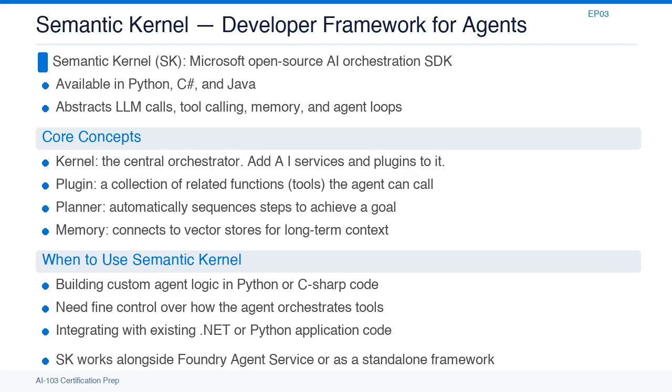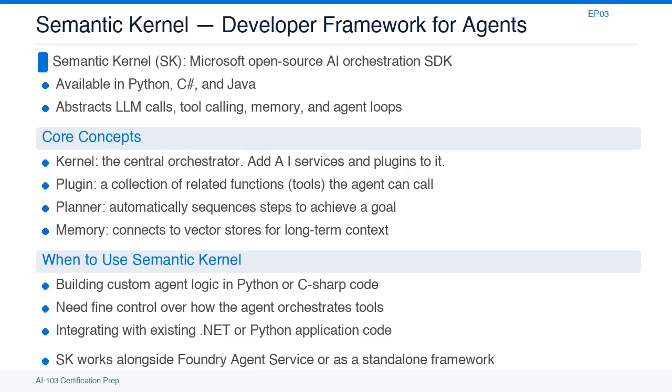The core concepts. The kernel is the central object you build around. You add AI services, like your Azure OpenAI connection, and plugins, collections of functions, to it. Plugins are the Semantic Kernel equivalent of tools. They are just Python or C# functions decorated with a description attribute that the model reads. The planner component can automatically figure out which functions to call in what sequence to achieve a given goal, without you explicitly coding the workflow. Memory connects to vector stores like Azure AI Search, giving the agent access to long-term context beyond the current conversation.